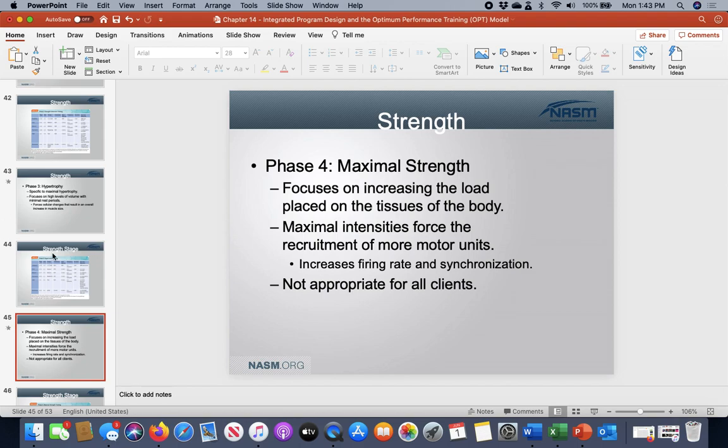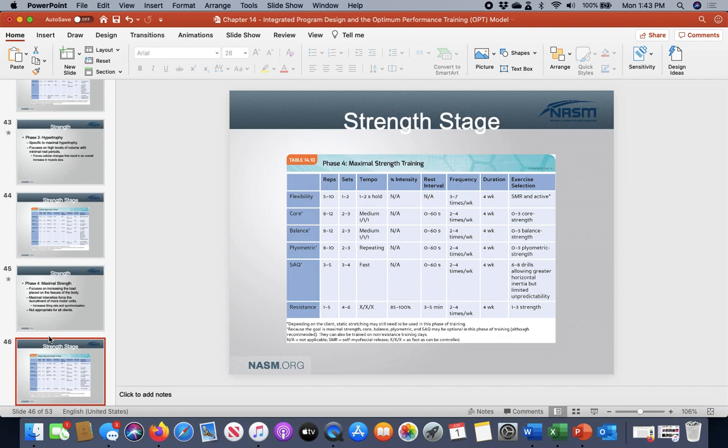Okay. It does say not appropriate for all clients here. So what you need to realize is that if you're working with somebody who wants to get stronger, we can be here. But remember, not everybody needs to be in this phase. Okay. It's an optional phase depending upon goals. There's your numbers. Again, resistance-wise, lower reps, no tempo, higher weight. Okay. So be very, very specific about what you're trying to achieve there.